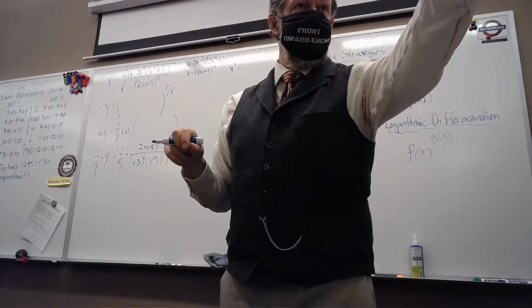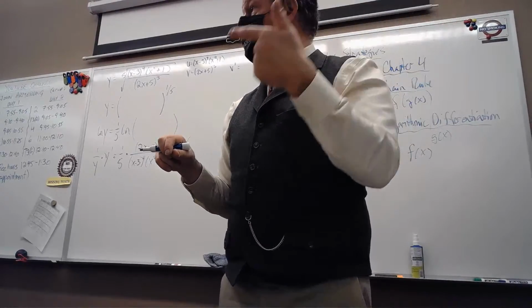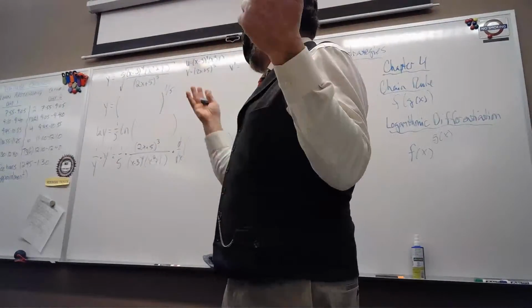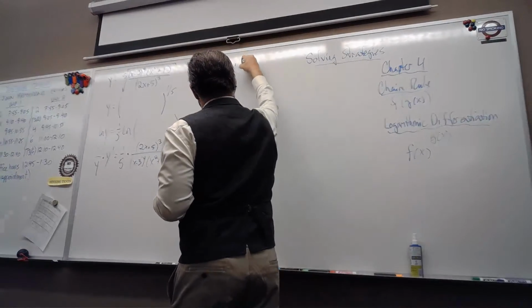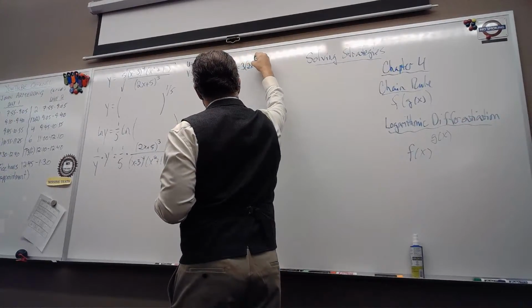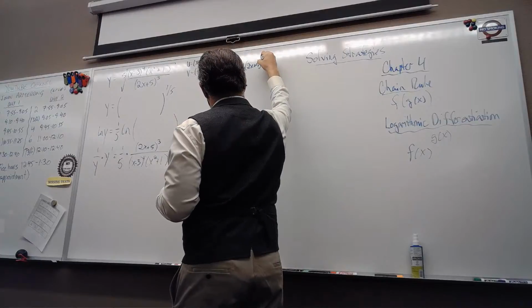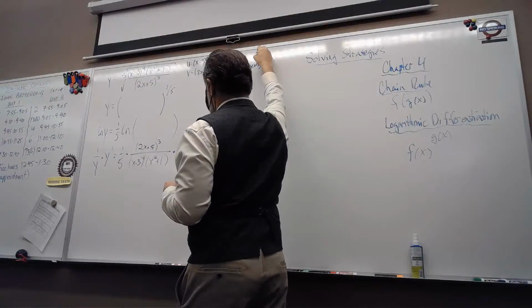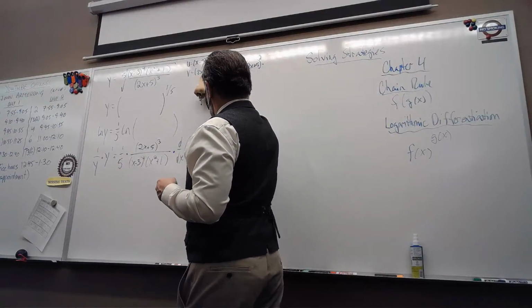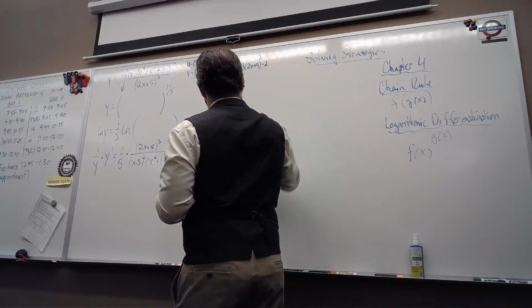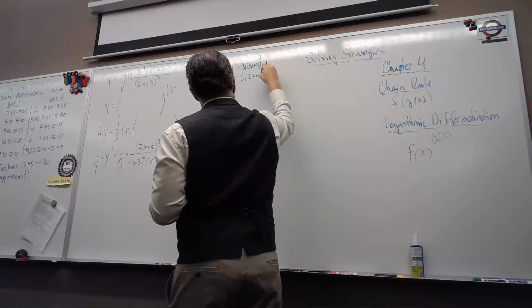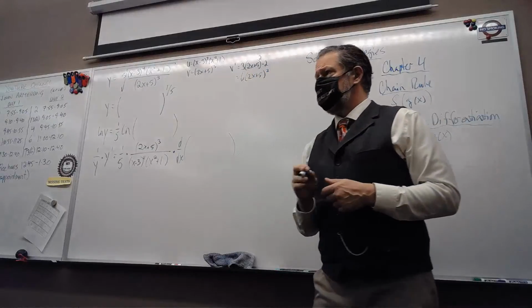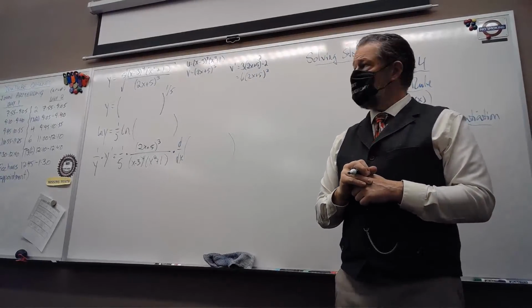2x plus 5. So there's the inner function, which is 2x plus 5, so the outer must be the cube. So, power rule, times squared, times the derivative of that, which is 2. So this is just 6 times 2x plus 5 squared. All right.